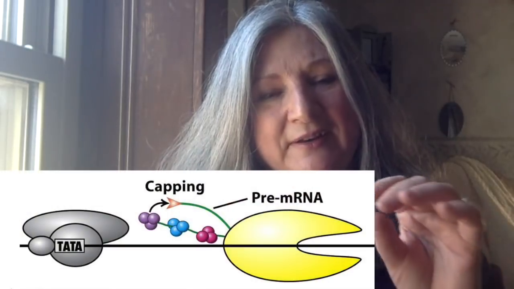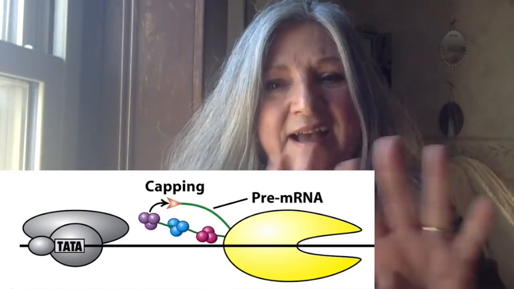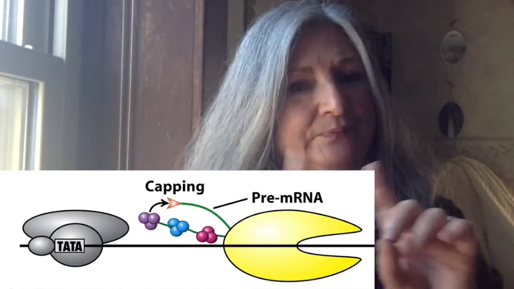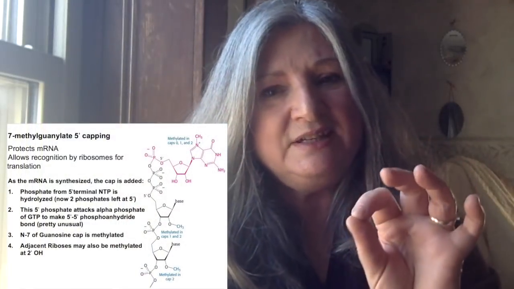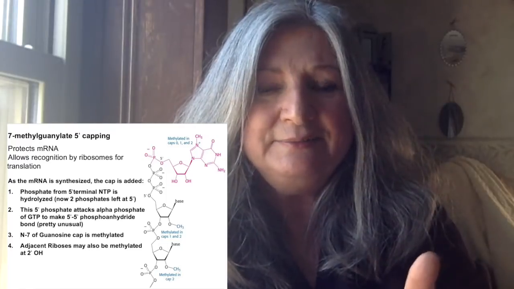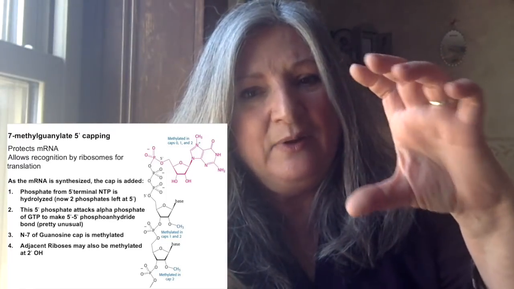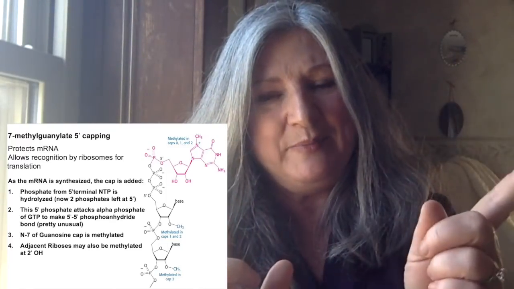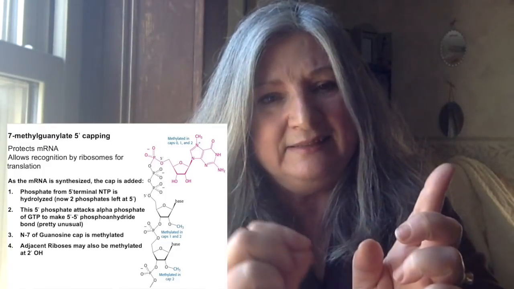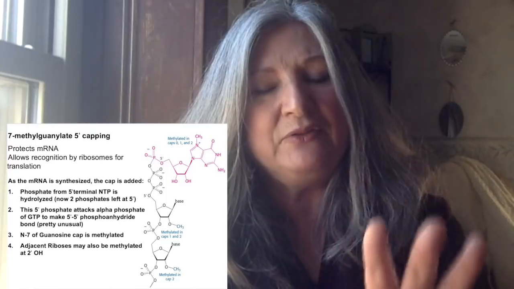So as the mRNA itself is synthesized, the cap is going to be added. You need to go into the whole process of capping? No, you don't. What you do need to know is that this is a guanosine cap that is methylated. We're going to add a guanylate to the 5' end of this message, and then we're going to methylate that. This is the 5' methylguanosine cap. And that's all you need to know about that.